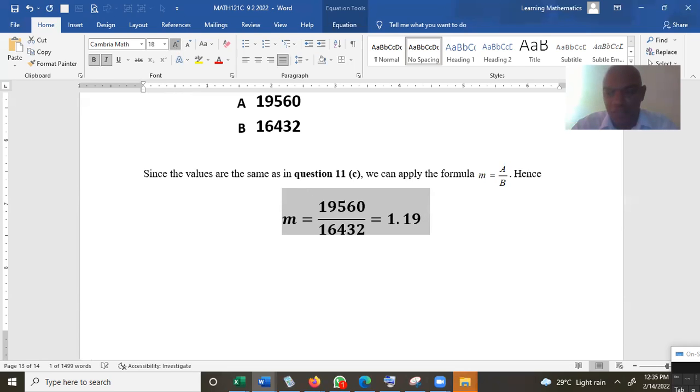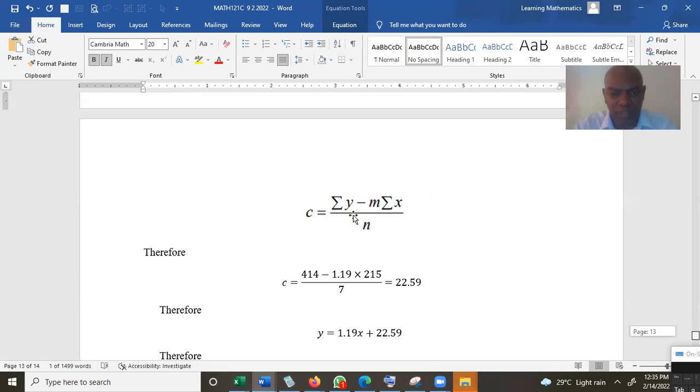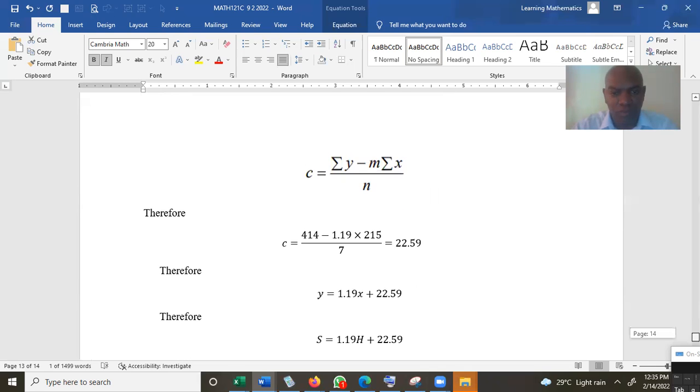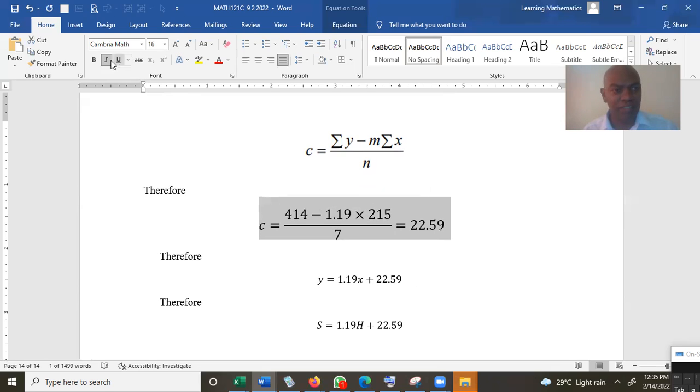We are moving on to calculate C, the y-intercept. Here's the formula to calculate C. C says we have to find the sum of y minus m times the sum of x, divided by n. And here it is. We got C now to be 22.59. Just to recall, 7 is our n, the number of pairs.